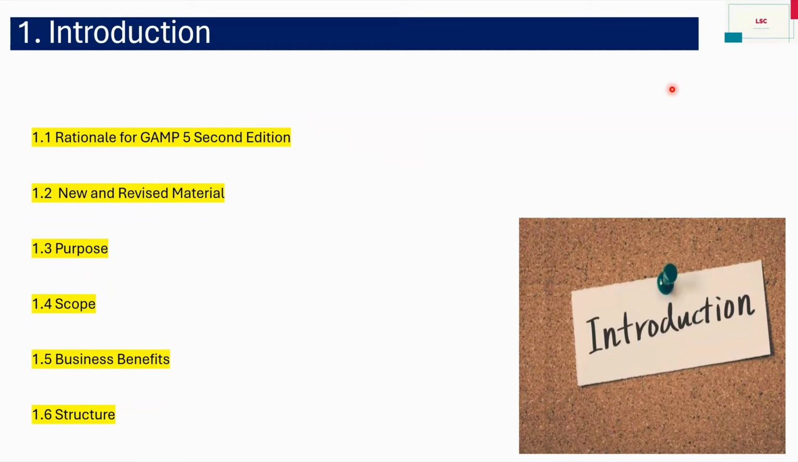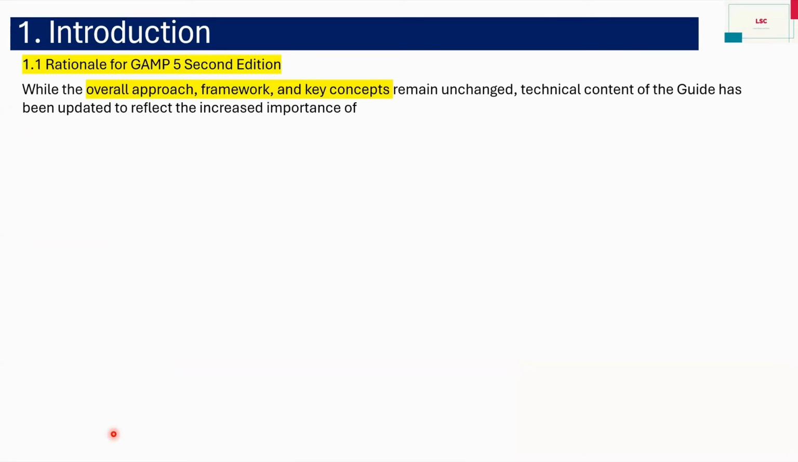Then, to understand the GAMP 5 guideline, there are six major topics. First, why GAMP 5 second edition, meaning traditional. Two, new and revised material. Third, what is the purpose? Fourth, what is the scope? And fifth, what is the business benefit behind this? And what is the structure? So first of all, the rationale of GAMP 5 second edition.